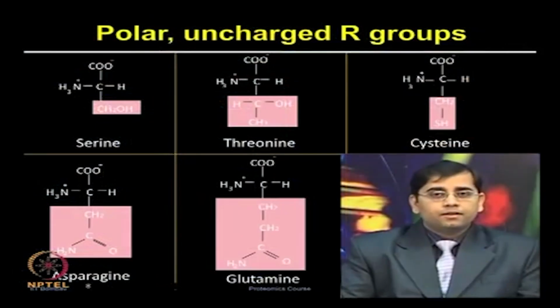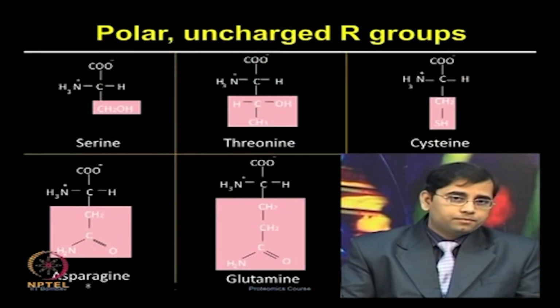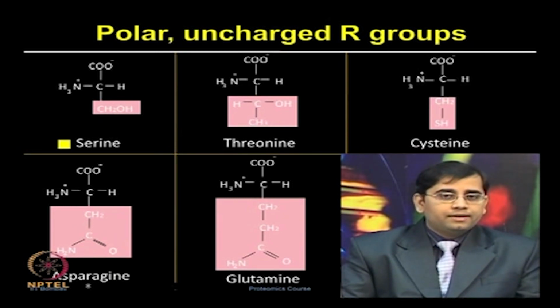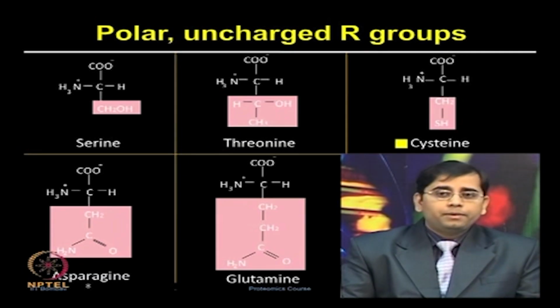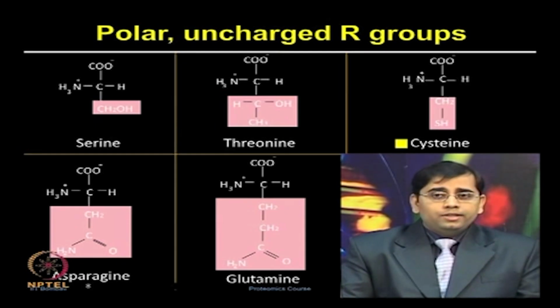Now, the next category is polar uncharged R groups. Let us start with serine, which resembles alanine in structure, but it contains a hydroxyl group. Threonine resembles valine in structure, and it contains a hydroxyl group. It has an additional asymmetric center. Cysteine is similar to serine, but it contains a sulfhydryl or thiol group. Two cysteine molecules form cystine.